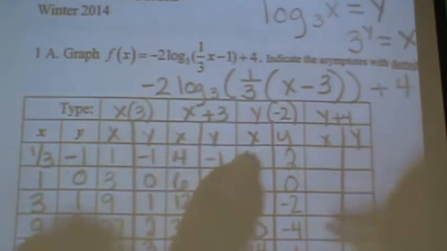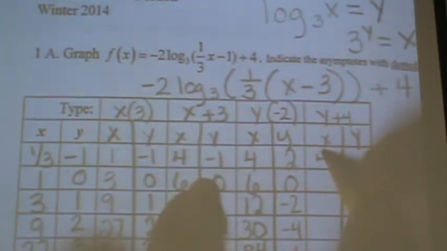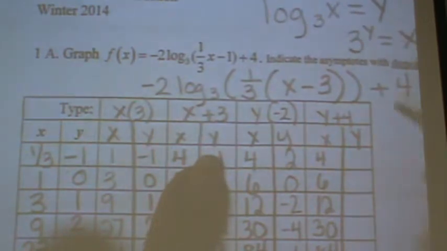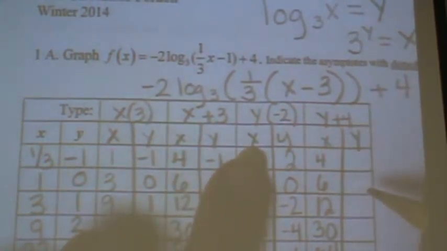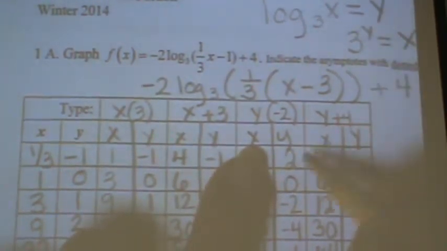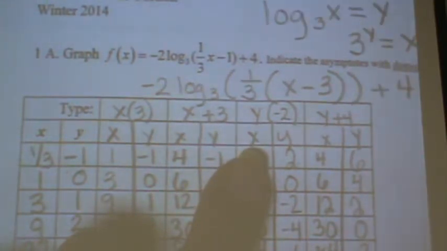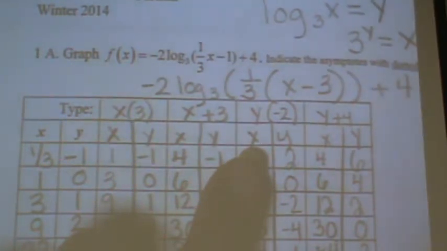Now this is extra credit. So if you added 4, let's keep these x's the same. Add 4. What do you get? 6, 4, 2, 0. So make sure you graph them. Those points should be graphed.